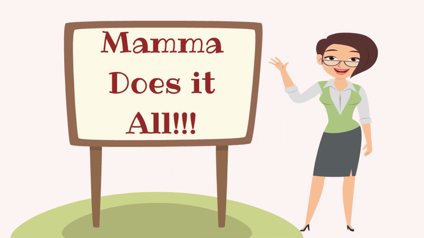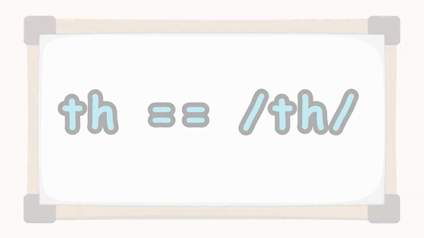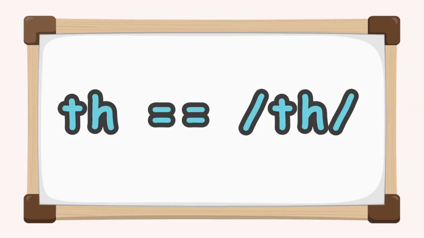We have learned a few digraphs in the past lessons. In today's lesson, we are going to see the digraphs th, ng and nk. The digraph made by T and H can be sounded in two different ways.